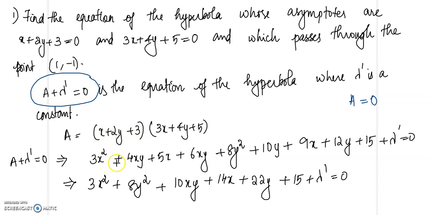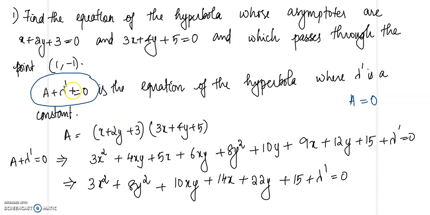So when I multiply this, I will get 3x square plus 4xy plus 5x plus 6y plus 8y square plus 10y plus 9x plus 12y plus 15 plus lambda dash equal to 0. So you will get this upon simplifying: 3x square plus 8y square plus 10xy plus 14x plus 22y plus 15 plus lambda dash equal to 0.